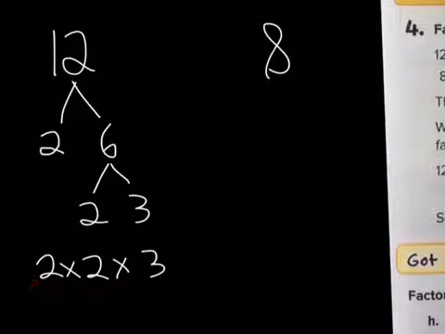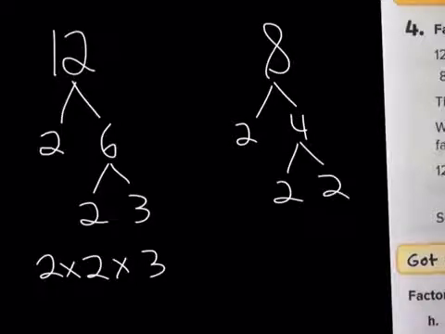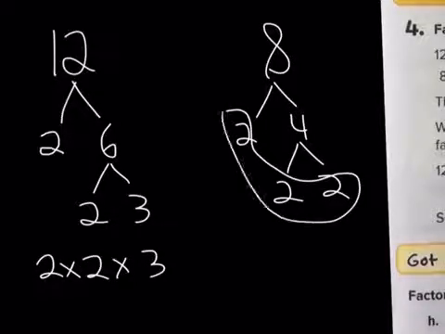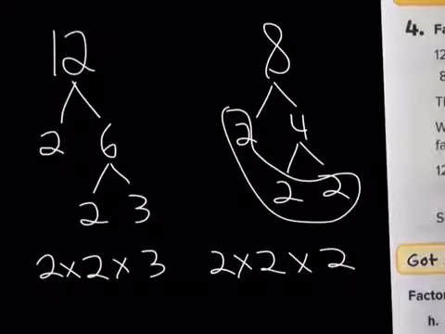2 times 2 equals 4, and 4 times 3 equals 12. Yes? Let's do that with the 8. 2 times 4, and 2 times 2. Right? So now I have 2 times 2 times 2. 2 times 2 is 4, times 2 is 8. And what do I have in common?